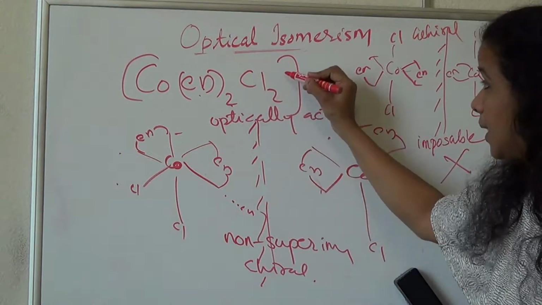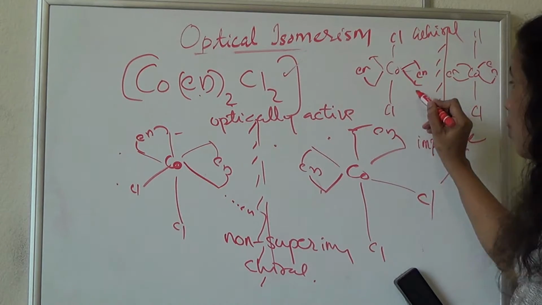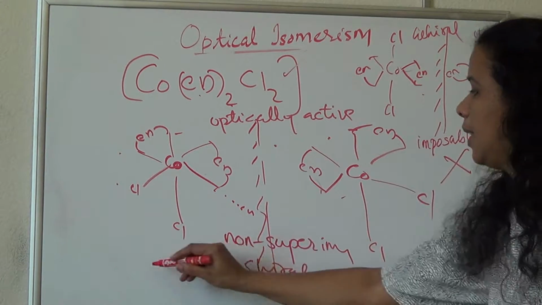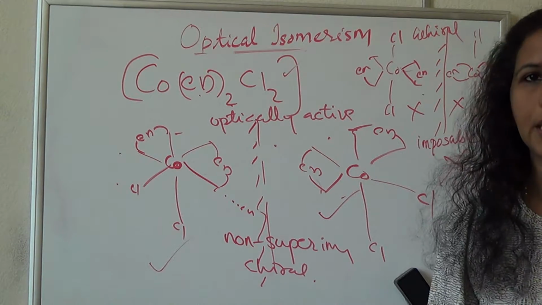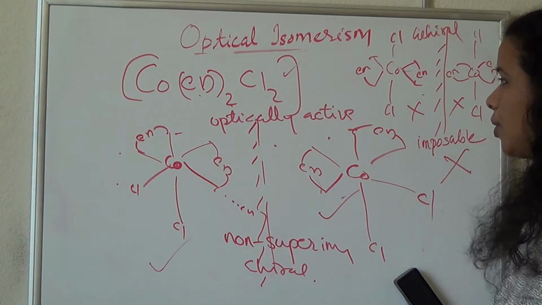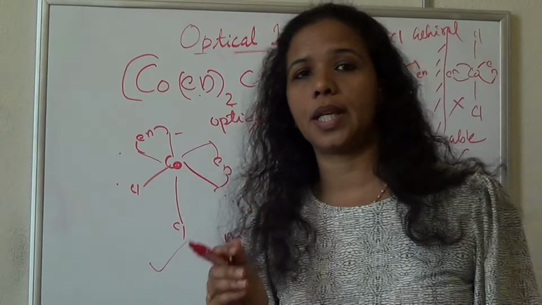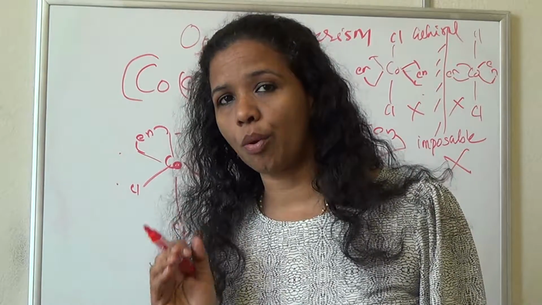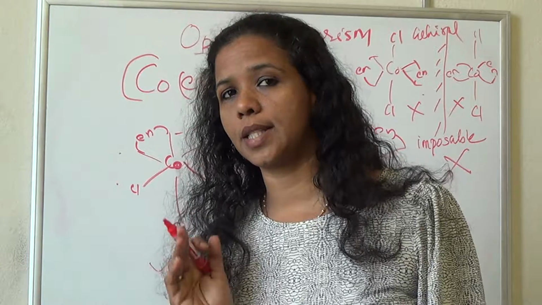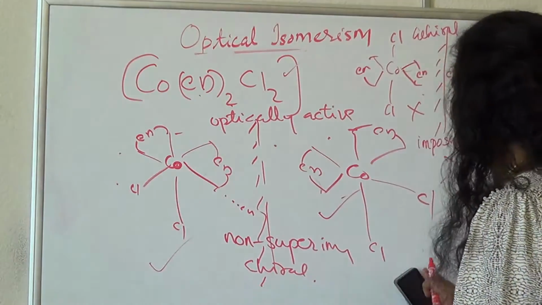So using this same structure we can draw 4 different structures. These two are optically active and these two are optically inactive. So for a compound to be optically active, it should possess a non-superimposable mirror image. That is a very important condition.